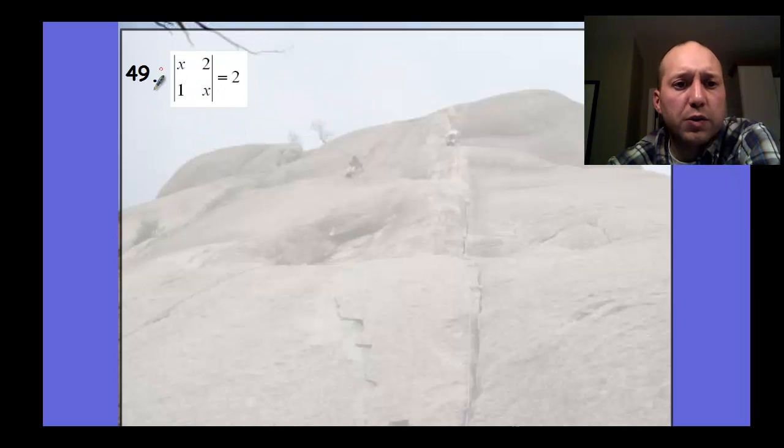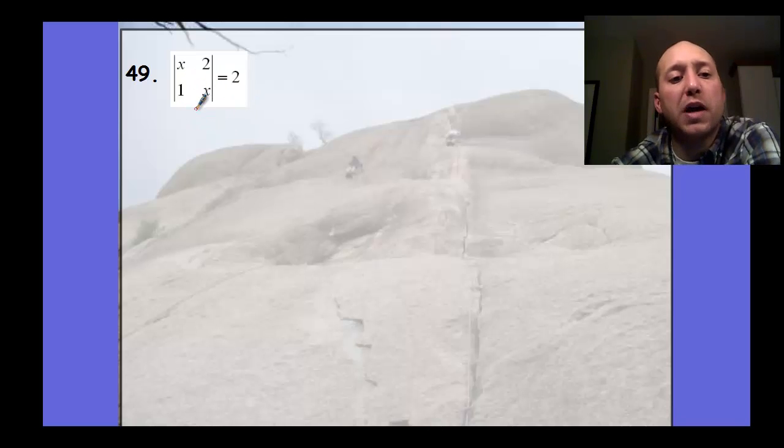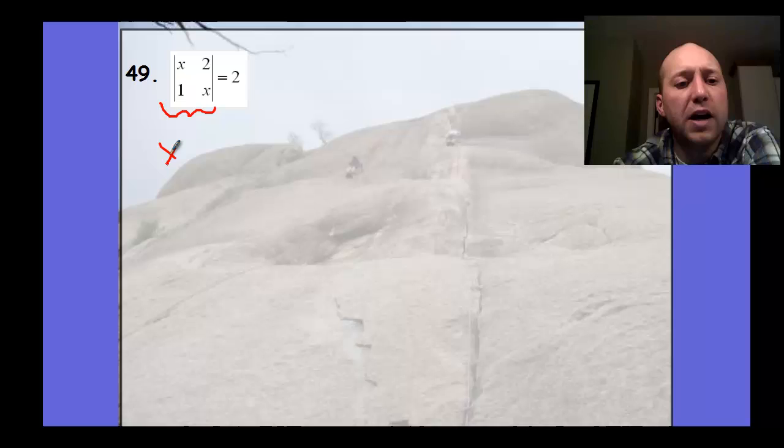So here's another one dealing with variables. You can see how we can have some of these where you have to know how to do this by hand without using a calculator. If we're actually finding the determinant of this matrix, the downward diagonal is x times x, or x squared, minus the upward diagonal 2. That has to equal the other side, 2.